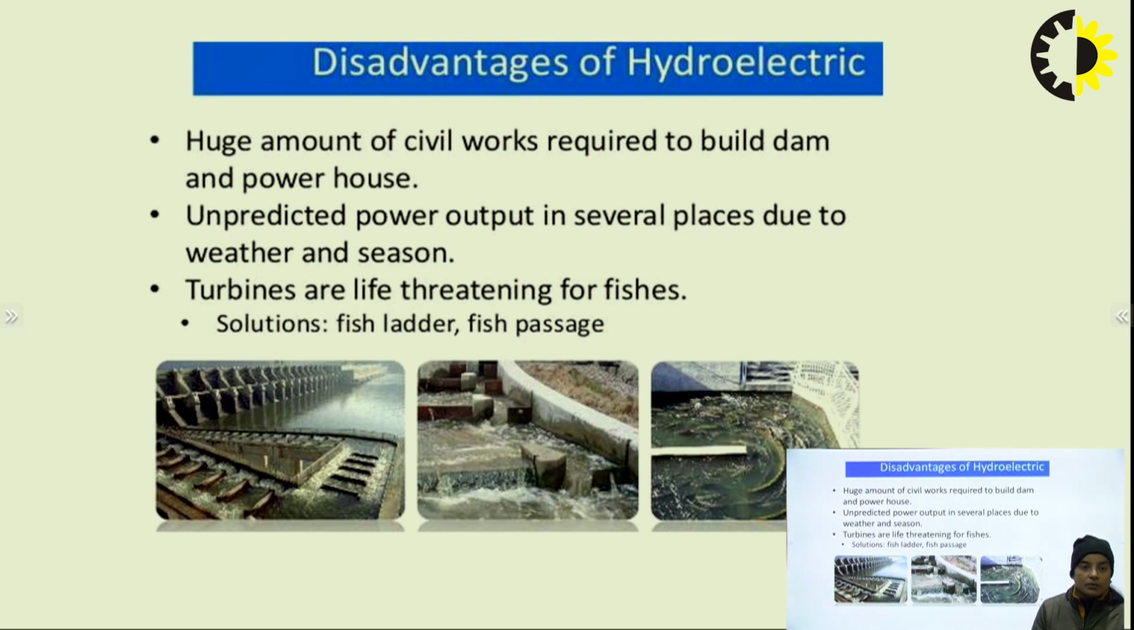Second one is the unpredicted power output in several places due to the weather and season, since water in the rivers is weather dependent and season dependent. Okay, so there may be unpredicted power output. Suppose in the rainy season there is more water in the river, then power output may be more, and in the summertime power output may be less. So it is an unpredicted type of source of electrical power.